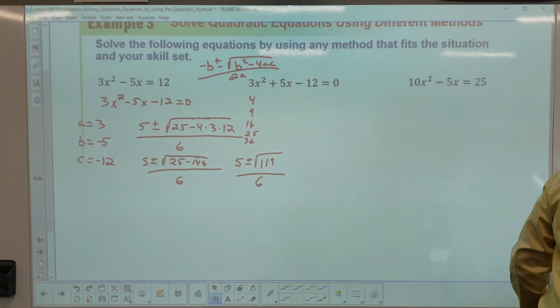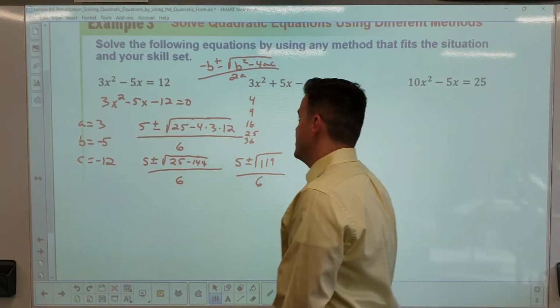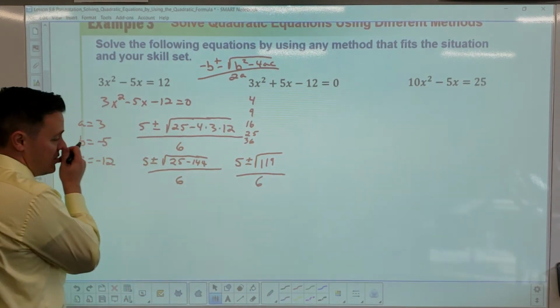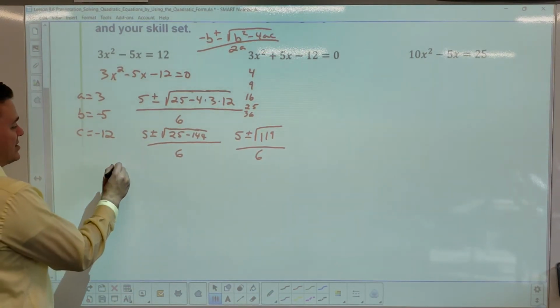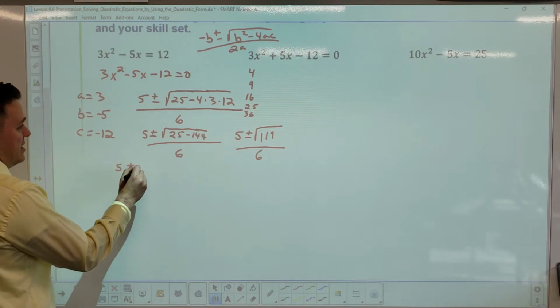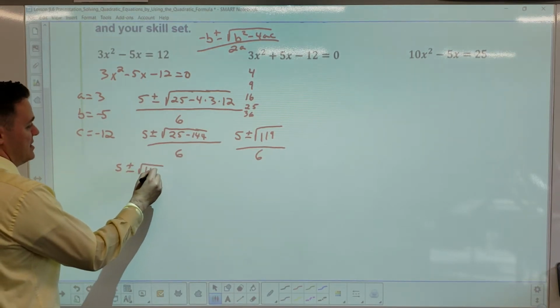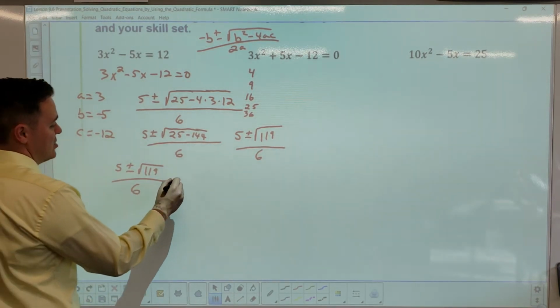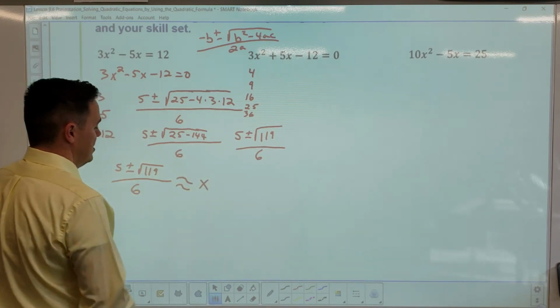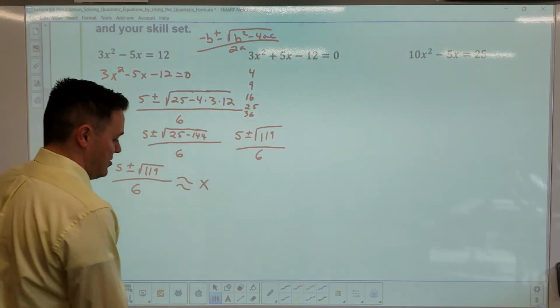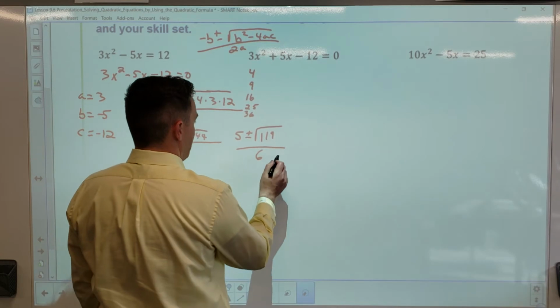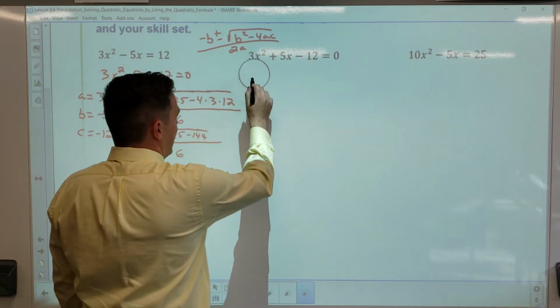So here's the key factor for this one. This would probably be graphing it and doing an approximation, because my answer is going to be 5 plus or minus the square root of 119 over 6. So this will be an approximation. All right, sweet, I'm done. That's my answer. I'm going with it, and yeehaw to that one.